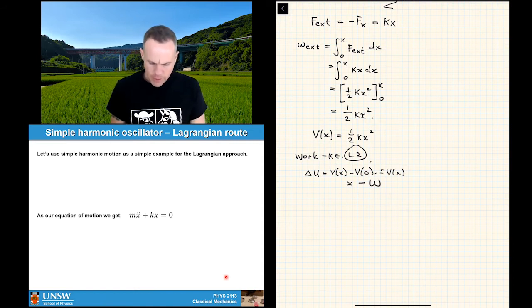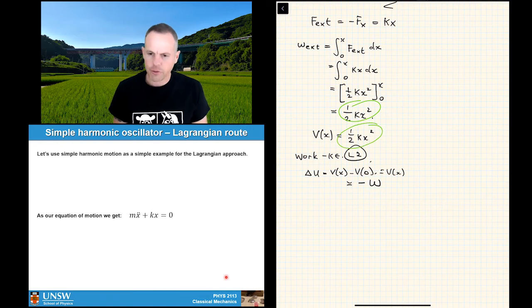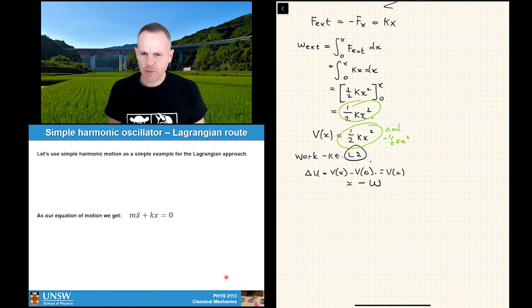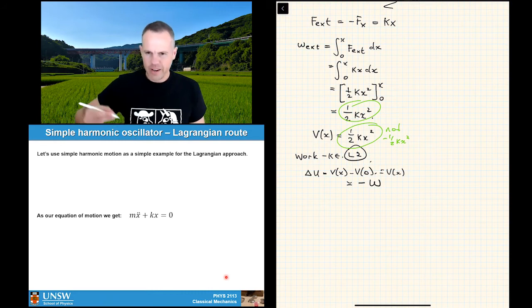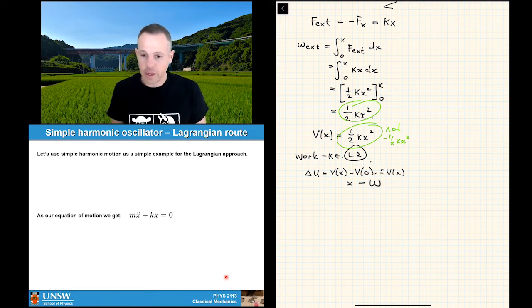And if we think about that, the work that we just got was a half kx squared, and all of a sudden we're making our potential here a half kx squared and not minus a half kx squared. So we kind of have a problem here, right? There's something funny going on with the signs. And this is what I mean by needing to be really careful about the way this argument runs.